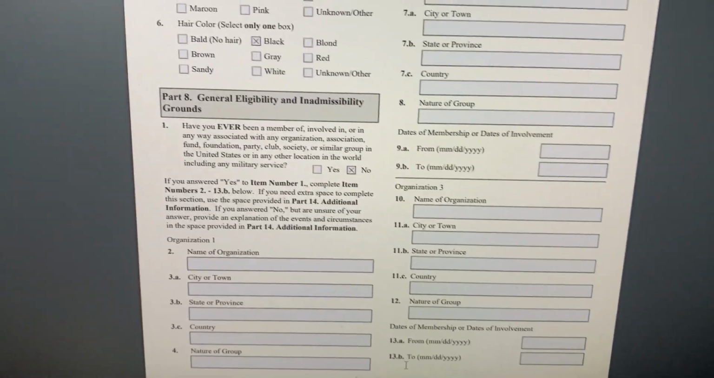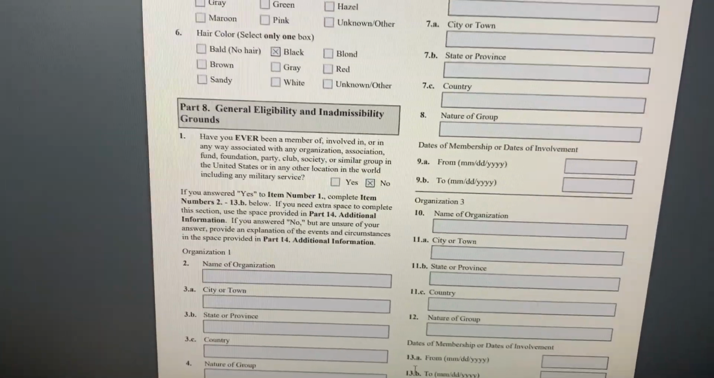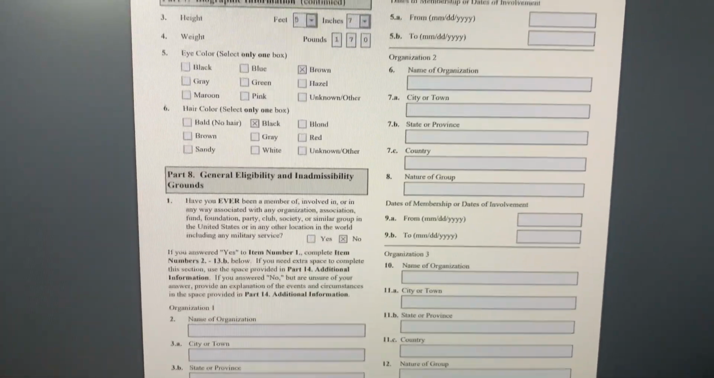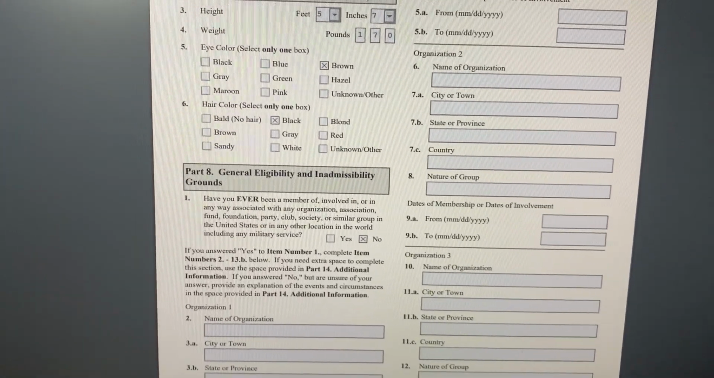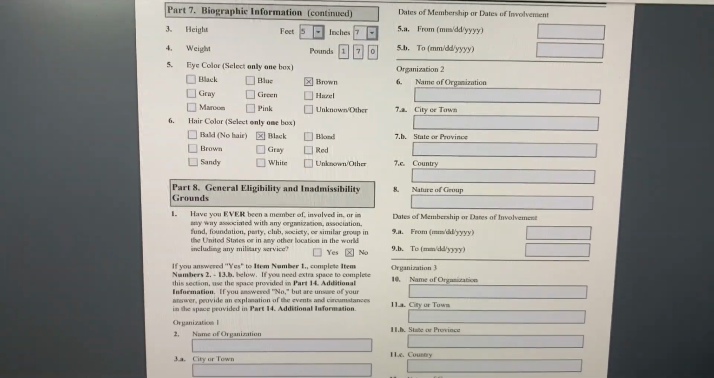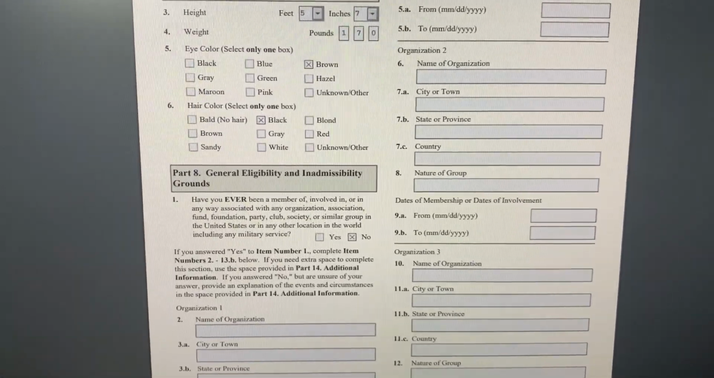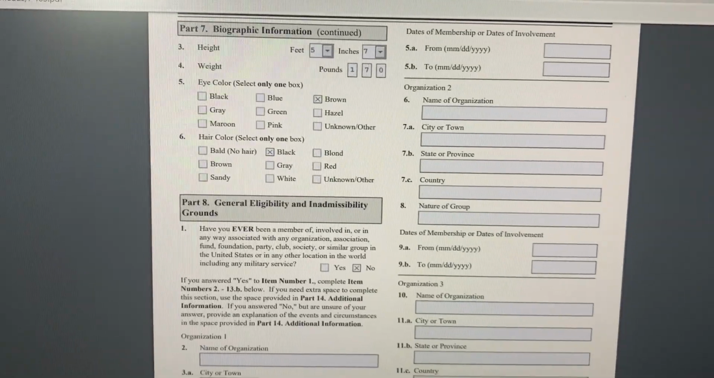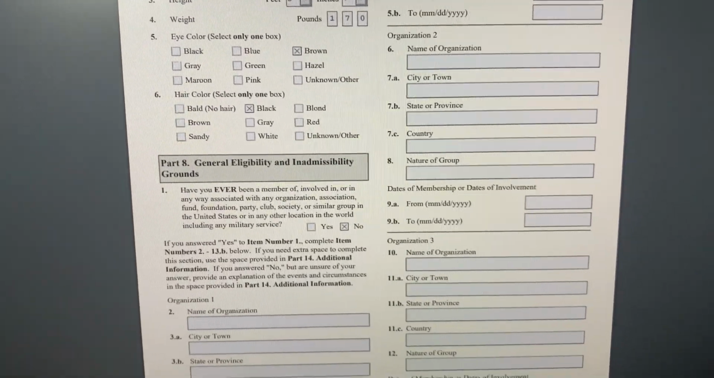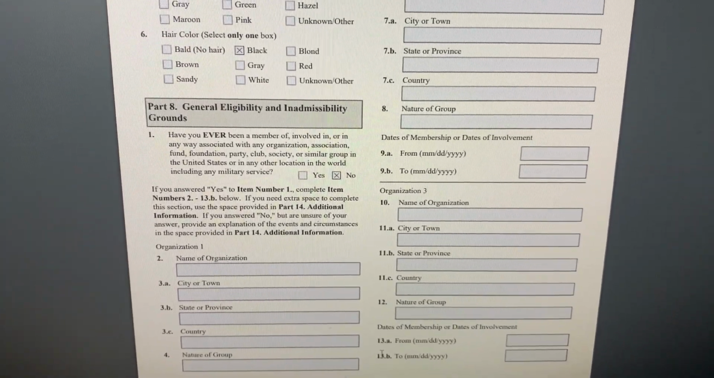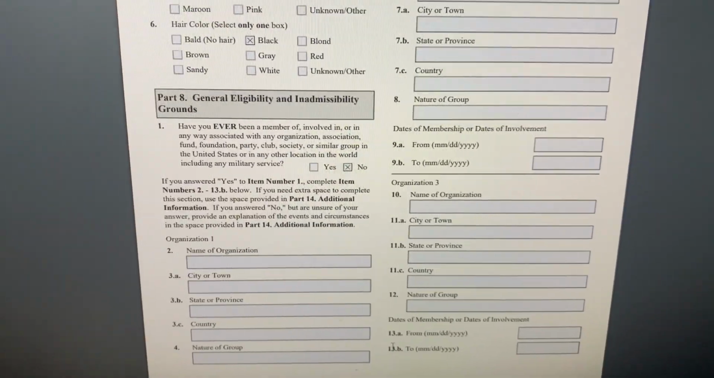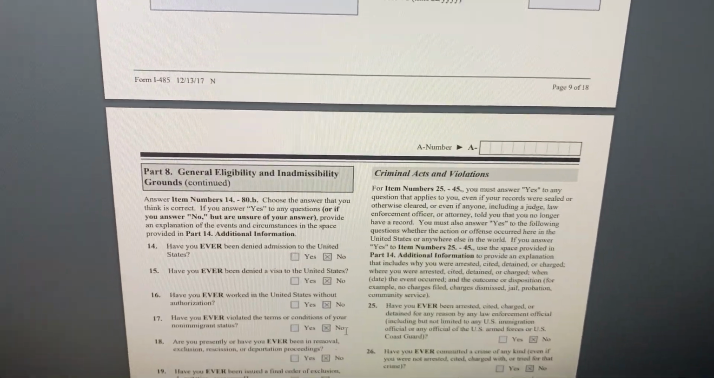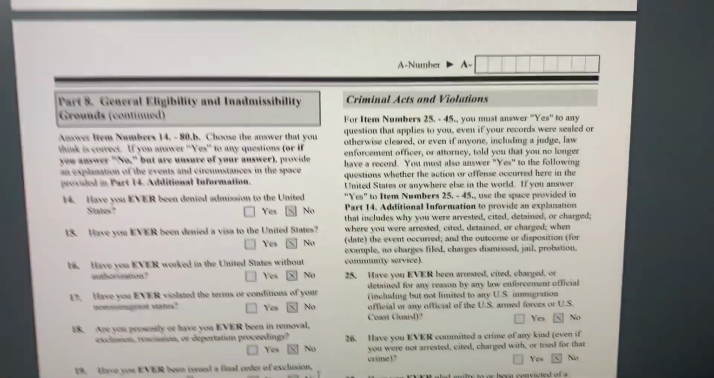Remember, guys, you need to be really honest. You need to be truthful in your answers, because if you're not, they can easily deny it, or easily deport you if you lie. This is a serious matter. So I'm warning you guys, you just have to be really honest, and don't be scared if you didn't do anything. And moving on, part 8, the same spot.